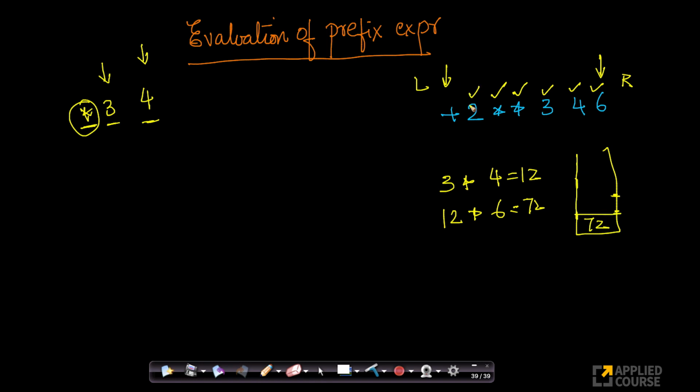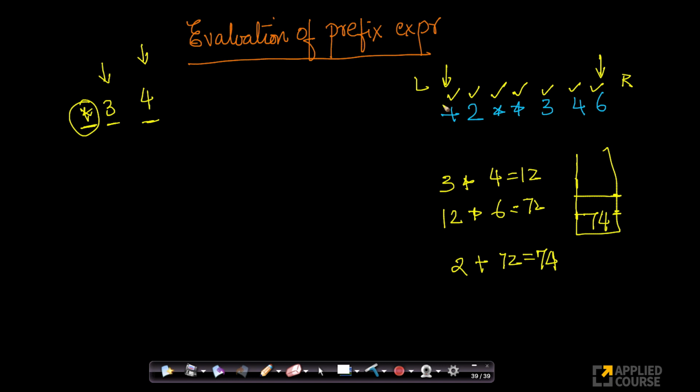Next comes 2, so I push 2 onto the stack. Next comes plus. As soon as I get plus, I need to pop these 2 elements, 2 and 72. So I popped both of them, and perform the operation. You get 74. You push 74 onto the stack. You only have 74 now.